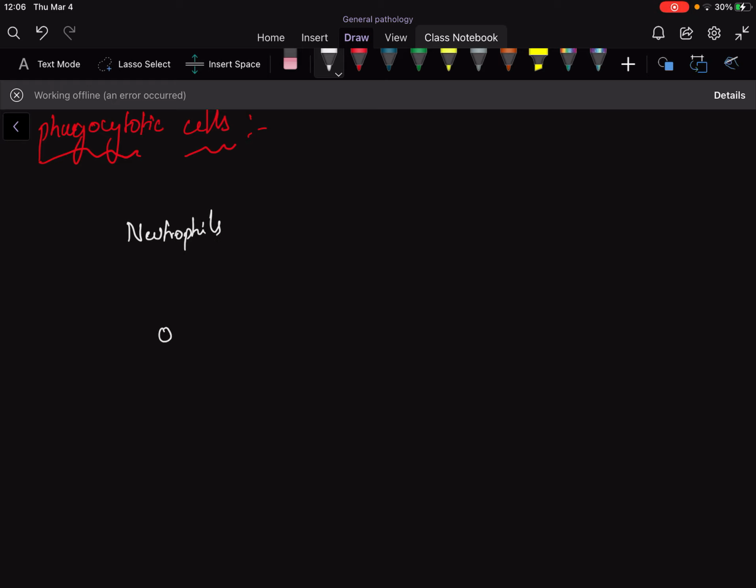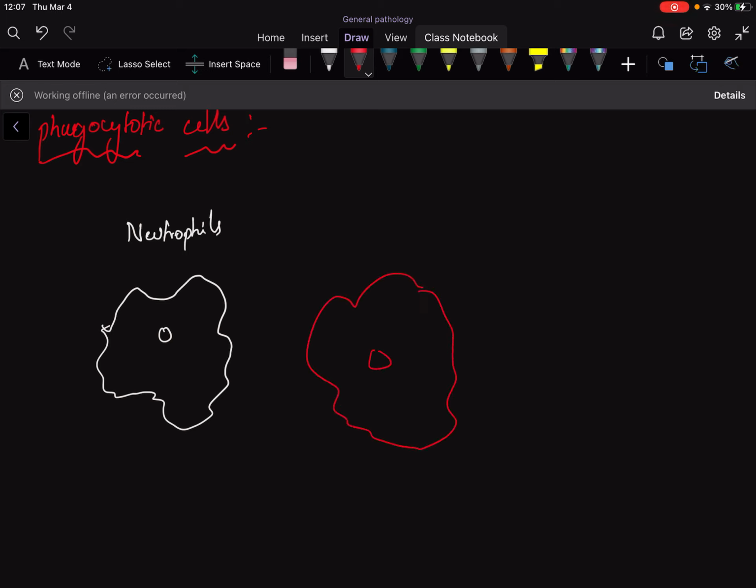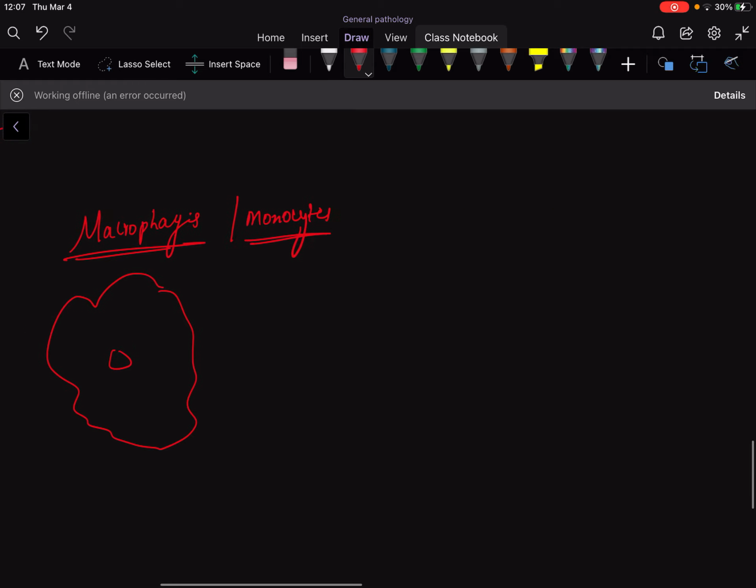These cells are neutrophils. You just imagine they are neutrophils. And the other thing is macrophages. What is the difference between macrophages and monocytes? Can you say it? Monocytes, so this is a blood vessel. Monocytes are small cells which are freely circulating in the blood. This is a blood vessel.